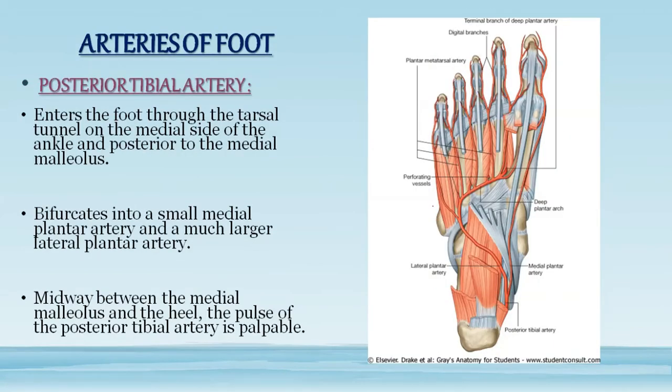Now come to the second artery of the foot, that is the posterior tibial artery. This is the posterior tibial artery. The posterior tibial artery enters the foot through the tarsal tunnel on the medial side of the ankle and posterior to the medial malleolus. It bifurcates into a small medial plantar artery and a large lateral plantar artery. Midway between the medial malleolus and the heel, the pulse of the posterior tibial artery is palpable.